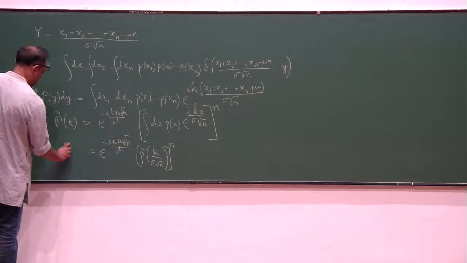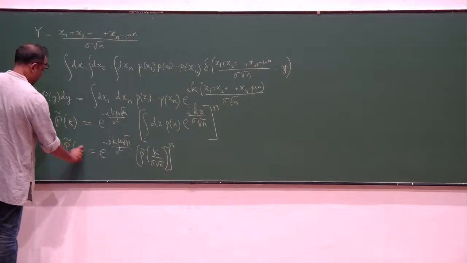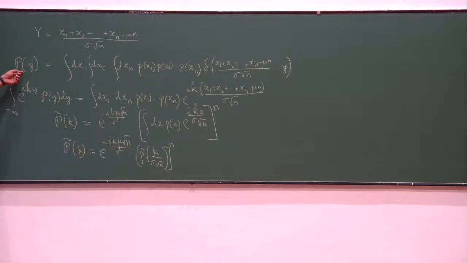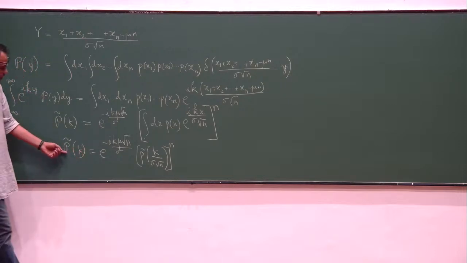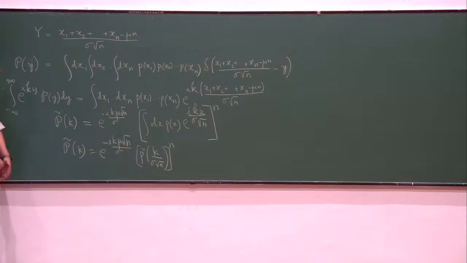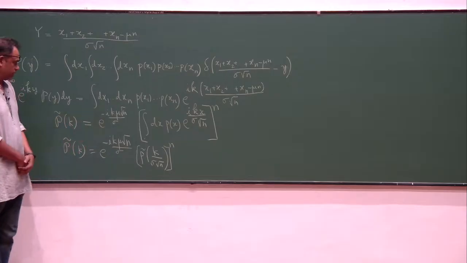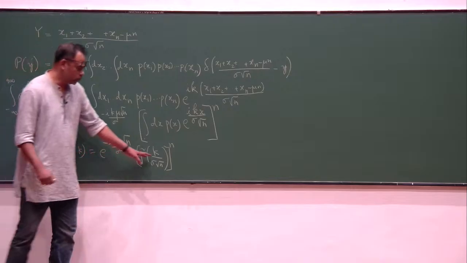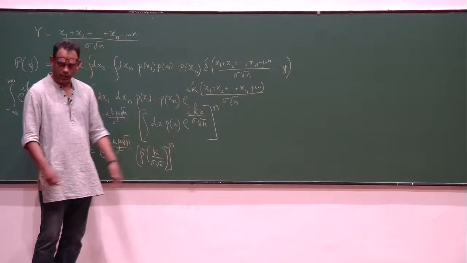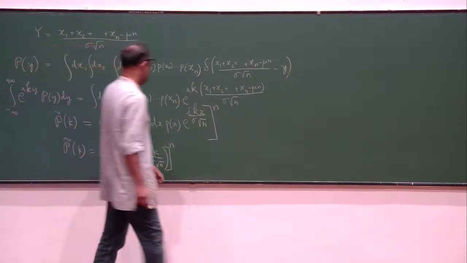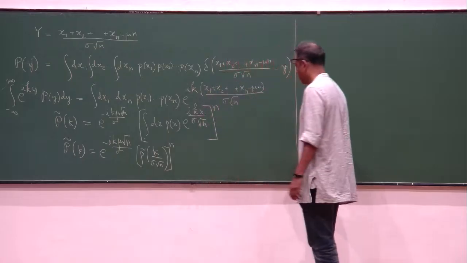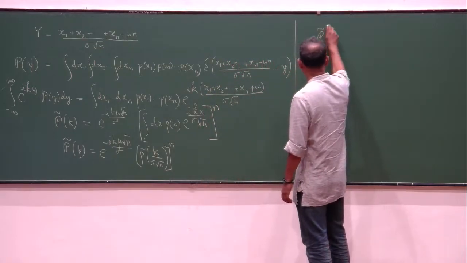so we have now got an expression for the Fourier transform of this variable P of y, and there is a name for that. It is called characteristic function. Okay, when I do it for a probability, it is called characteristic function. So now I want to know how this will look like. Okay, so let me copy that p tilde of k.